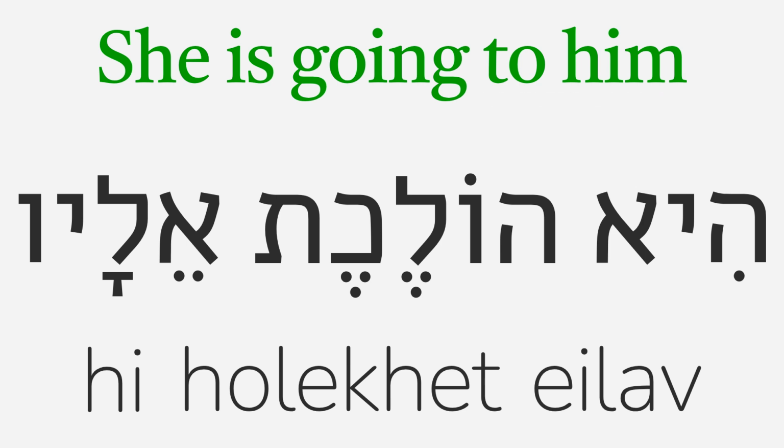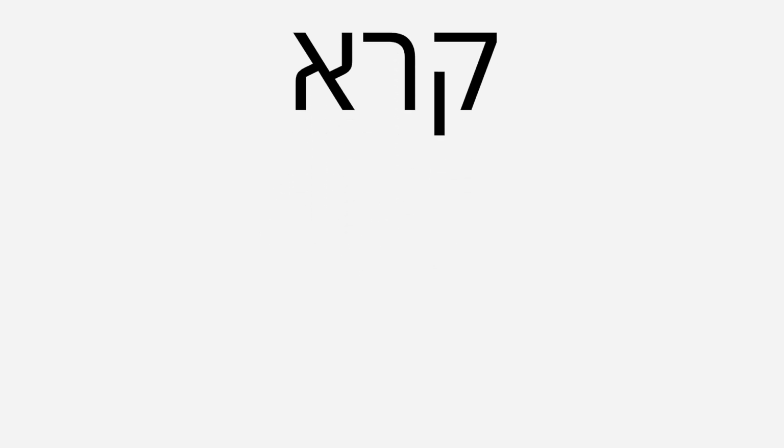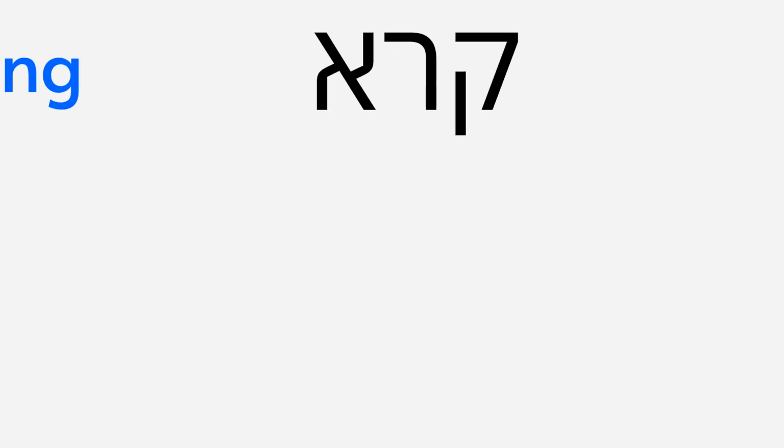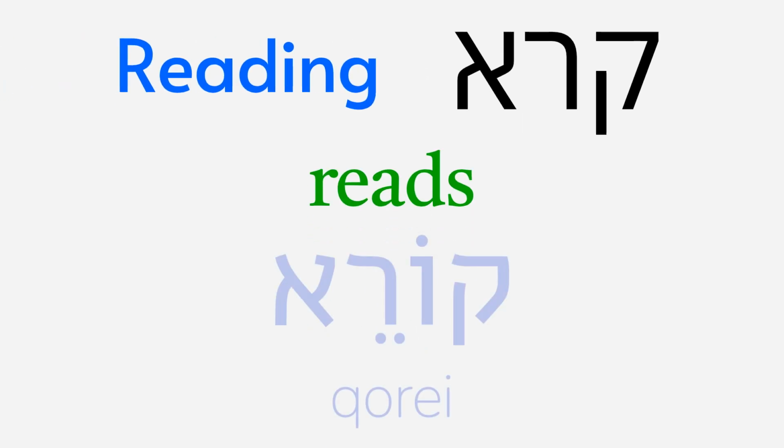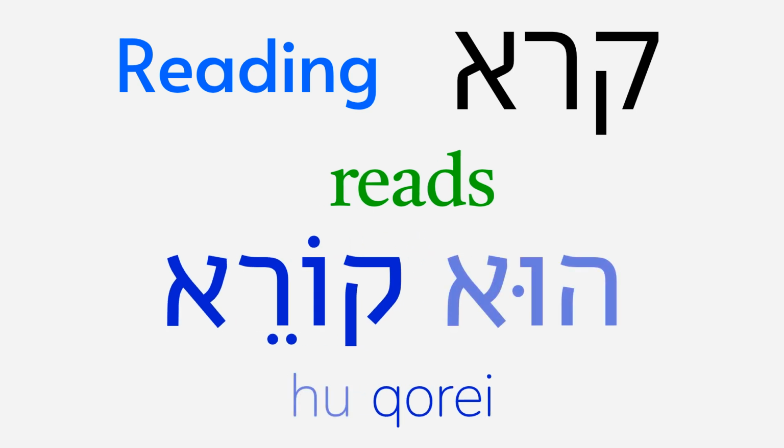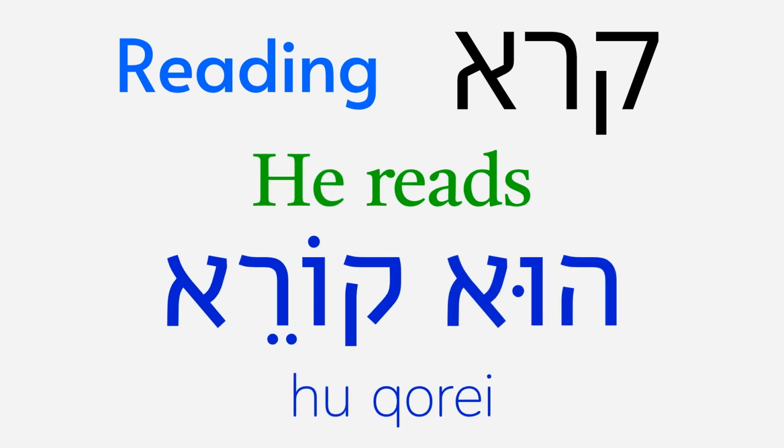During these past few lessons, we've also learned a few more irregular forms of the present tense. For example, if the last letter of a root is an aleph, the feminine singular form of its present tense will be formed a little bit differently. For example, the root kuf resh aleph, which has a meaning of reading, has a regular masculine singular form of the present tense: kore. Hu kore, he reads.